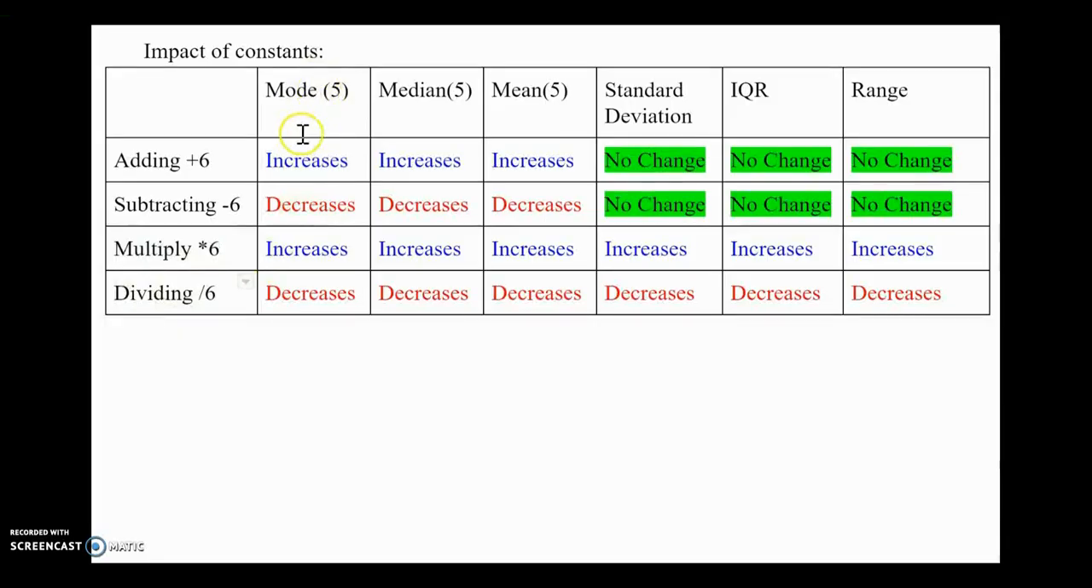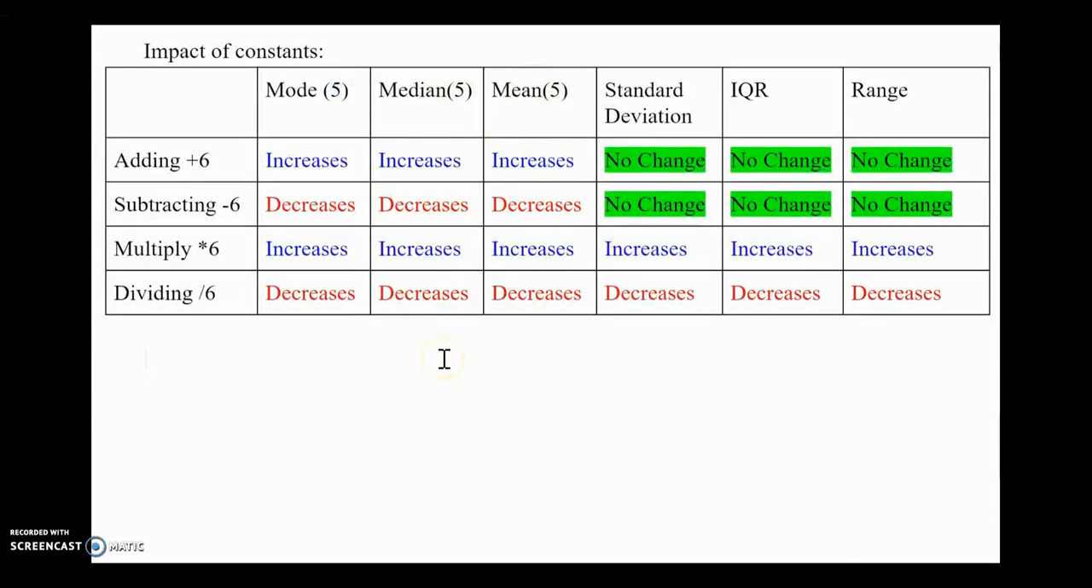So if I add 6 to all my values, my mode will go from 5 to 5 plus 6, which is 11. Subtract would be minus 1. Multiply by 6 is 30. Divide by 6 is 5/6. Similarly, it would happen for all of these things.